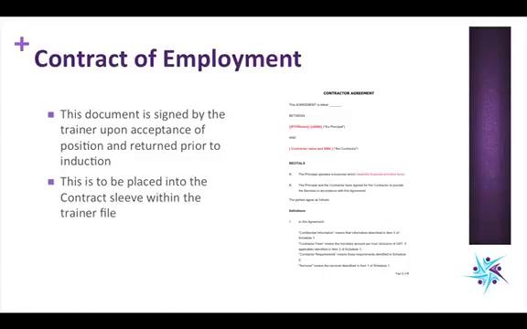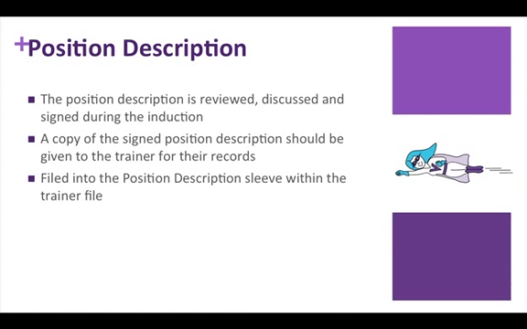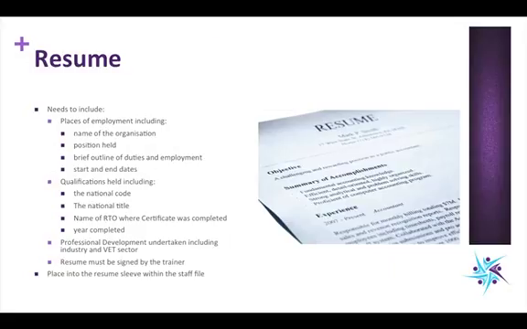Now, a contract of employment is a document that should be signed by the trainer upon acceptance of the position. If your trainer and assessor is the CEO of the organisation, they don't need a contract of employment. But anybody who's an employee of the organisation will need to complete a contractor agreement, and ASCA will want to see this at audit. This should be signed by both the trainer and assessor and the RTO, and then placed into the trainer's file. The position description is reviewed, discussed and signed during induction. A copy of the position description should be provided to the trainer for their records, and a copy should be filed into the file.